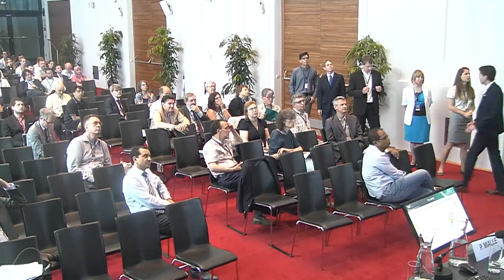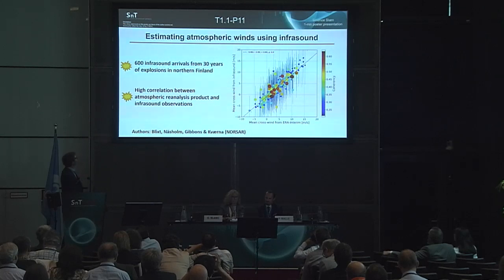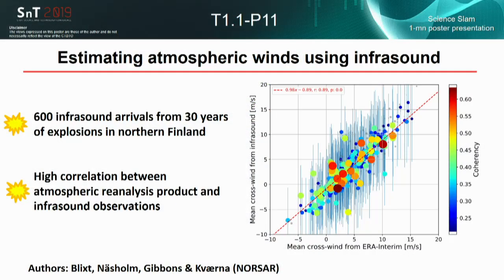Yes, hello everybody. We have used infrasound signals from around 600 explosions covering 30 years in northern Finland to look at the statistical relationship between the crosswinds that we deduced from the infrasound observations and the crosswinds that we deduced from atmospheric reanalysis products. And we found a very nice correlation between the two independent measurements. So I welcome you to poster P11 for more discussion of what we could use this data for. Thank you.